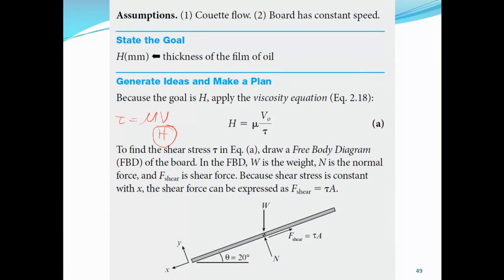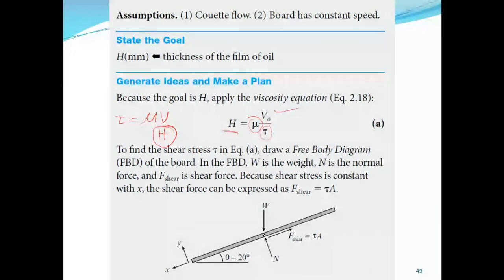Here V is given, which is the constant velocity of the board. Mu is the viscosity of the fluid, which is given. The shear stress we need to find. Once we know the shear stress, we can substitute in this formula to find H. To find the shear stress, we need to find the shear force, and the shear force here is simply the friction, which is trying to oppose the movement.